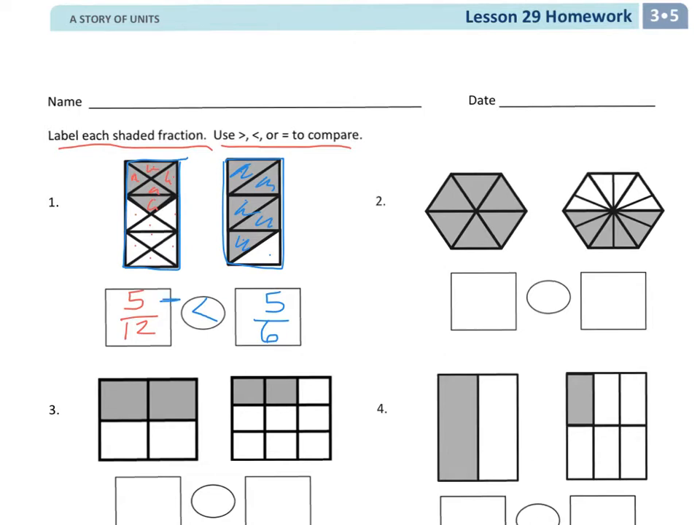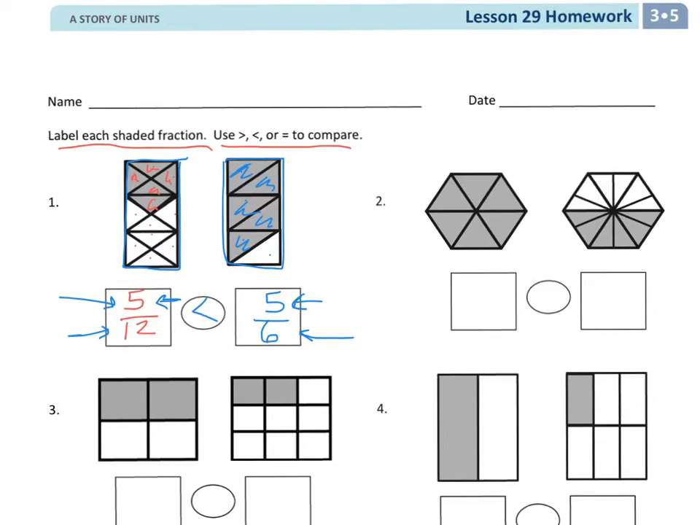Notice that we're looking at a similarity here of the 5. So that's the number of pieces shaded, but the size of the piece is really going to tell us which one is greater or less. With twelfths, since I have to break this into more pieces, they're going to be smaller. So twelfths are smaller pieces. When I only have to break it into sixths, those are going to be larger pieces. So I like to look at it as 5/12 is 5 smaller pieces, 5/6 are 5 larger pieces.